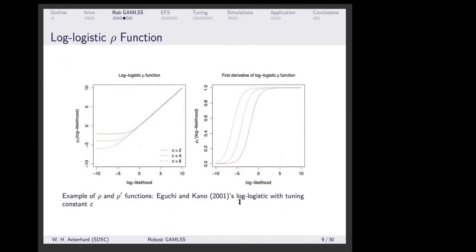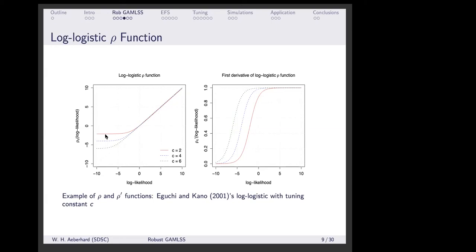So on the left-hand side, you have the log-logistic rho function. And on the right-hand side, I have the first derivative. So again, think of it this way. If my log likelihood is high, I should basically not touch this, right? The observation should contribute fully to the overall data log likelihood, and thus to the estimation process. But if my log likelihood is low on the left-hand side, you see that my rho function here tends to level off, meaning the corresponding observation will contribute less and less, relatively speaking.